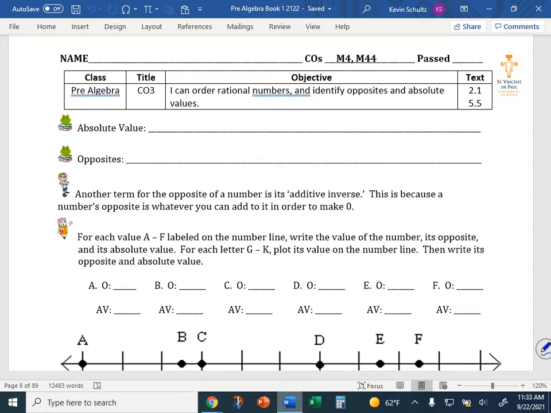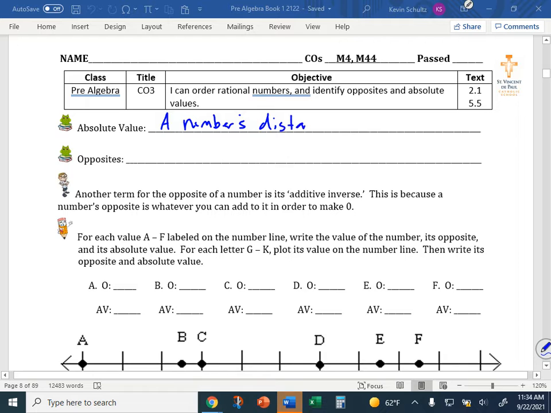Absolute value is the distance away from zero. Yes. Absolute value is a number's distance from zero. Okay? A number's distance from zero. How far away a number is from zero.